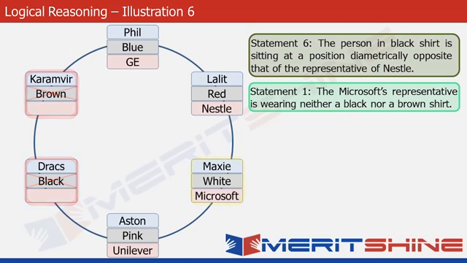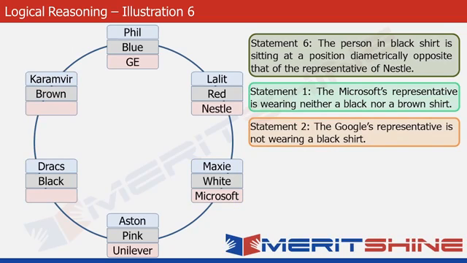Let's look at the next statement, which is statement 2. It states that the Google's representative is not wearing a black shirt. So Google cannot appear in this box. And the only position left where we can place Google is now this highlighted box. So we write Google here and move forward.